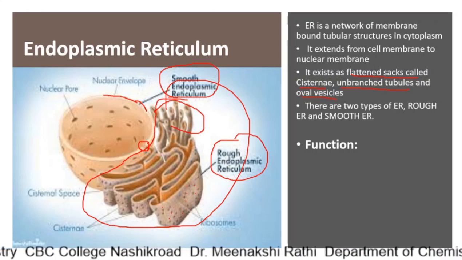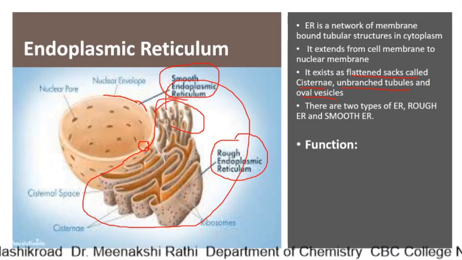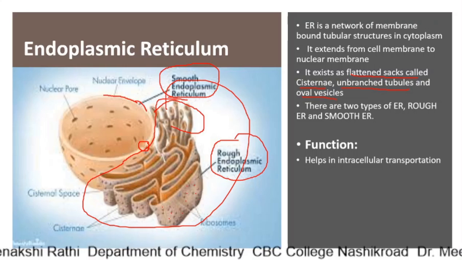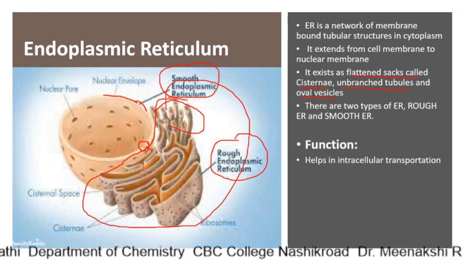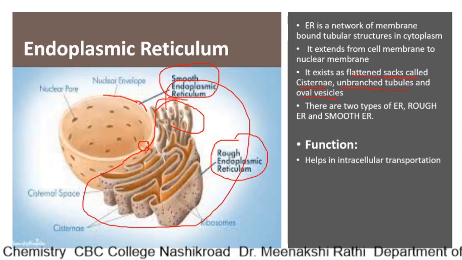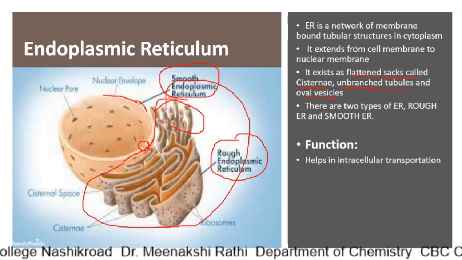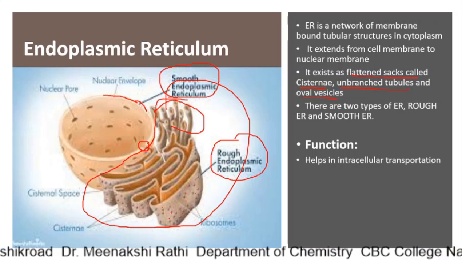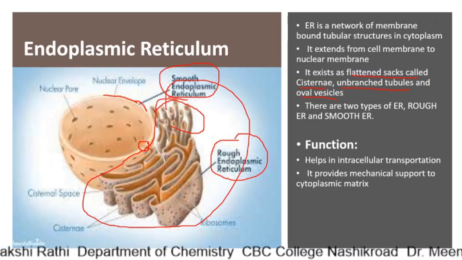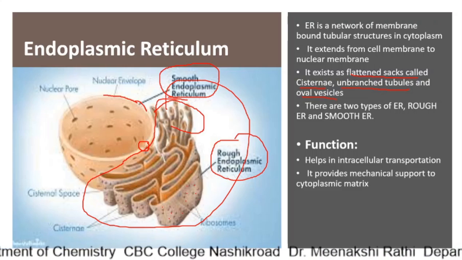The main function of endoplasmic reticulum is, as rough endoplasmic reticulum has ribosomes, and ribosomes are involved in protein synthesis. That's why rough endoplasmic reticulum is well developed in the cells which are actively engaged in protein synthesis. So the main function of ER is protein synthesis, while smooth endoplasmic reticulum is found in the regions which are rich in glycogen.